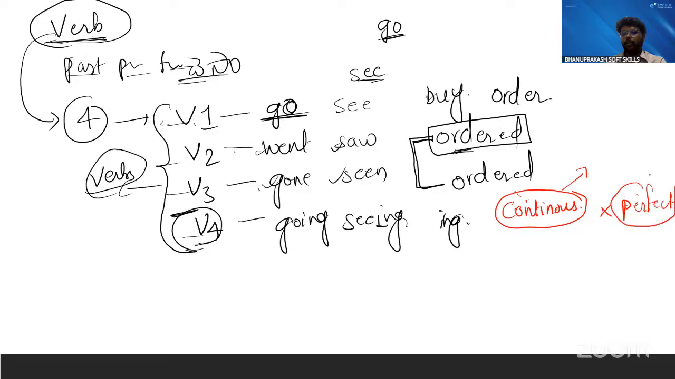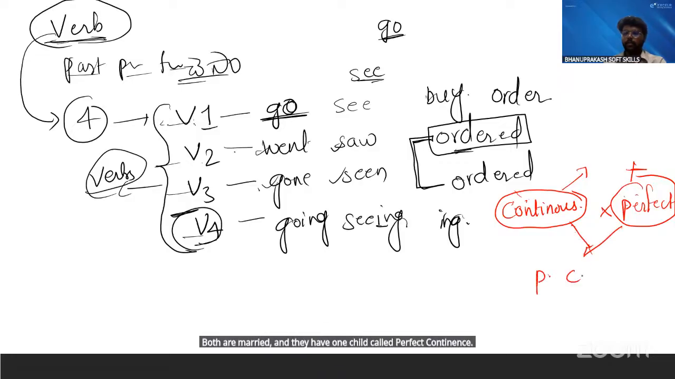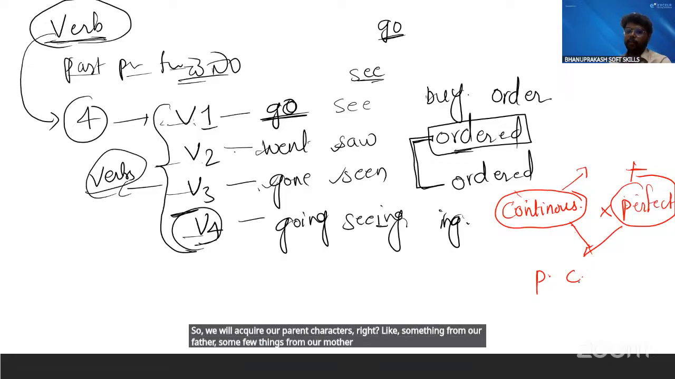It got married to perfect, who is mother. Both are married and they have one child called perfect continuous. So we will acquire our parent characters, right? Like something from our father, some few things from our mother. Same like that, this perfect continuous is acquiring characters like helping verb and verb form from both mother and father.